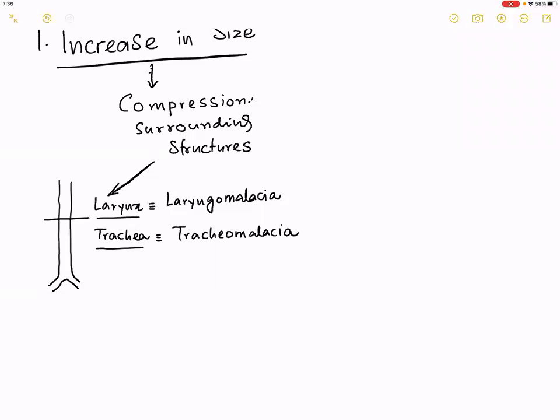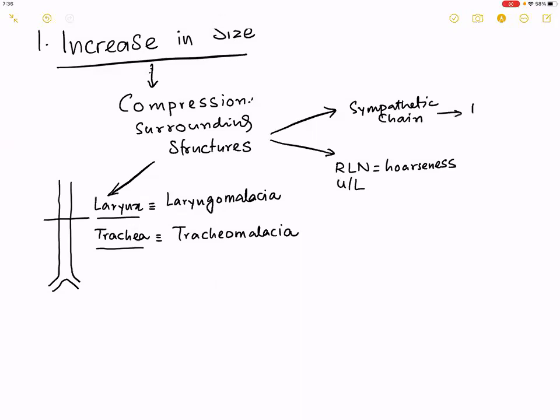Now, it can also compress the recurrent laryngeal nerve to produce hoarseness of voice, which is usually unilateral. It can compress the sympathetic chain to produce a condition called Horner's syndrome. So I hope you have written up till this.